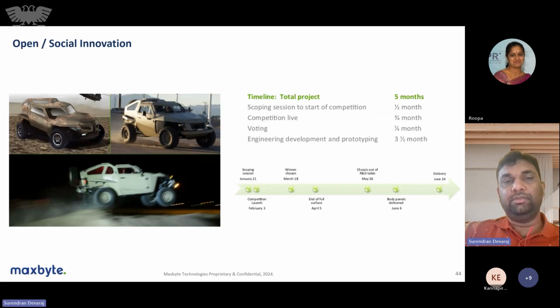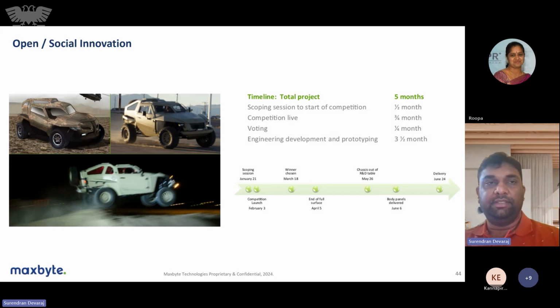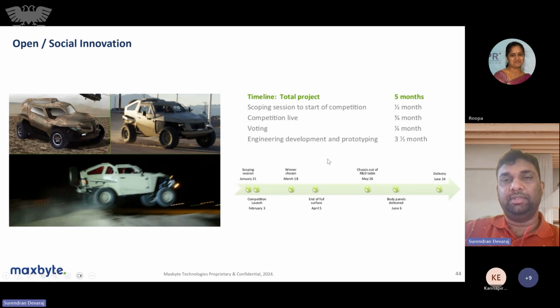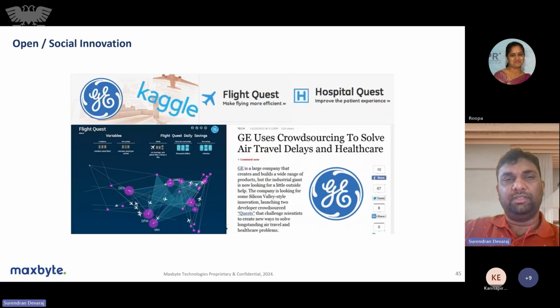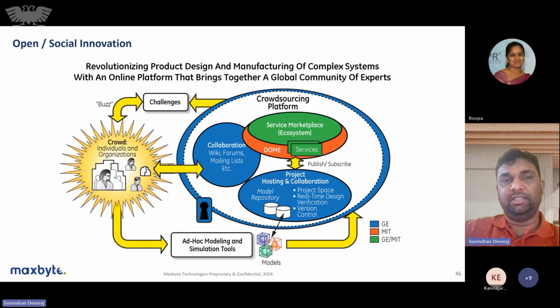Again, open and social innovation is one of the concepts. This might not be relevant to the current topic, but it is used mostly by industries in the R&D area. How open and social innovation helps them reduce their design cycle time is one of the key aspects. This is one such example of how a complete vehicle design was completed in 3.5 months with the help of an open and social innovation platform. There are various open and social innovation platforms which GE uses specifically, both with internal teams as well as external teams, so that they can work collaboratively and reduce the design cycle time. That is one of the key aspects of open and social innovation as well.